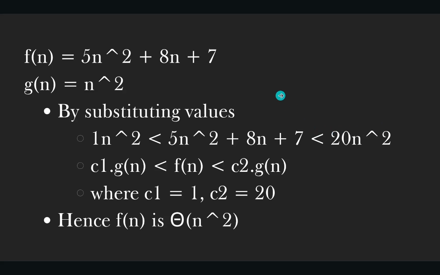So we have 5n squared plus 8n plus 7. We get the g(n) value using the previous method I told you. You ignore all the non-dominant terms and remove the coefficient from the dominant term. The coefficient is 5, so we remove that. Then I plug those values into this inequality to see whether it's satisfied. And it is satisfied.